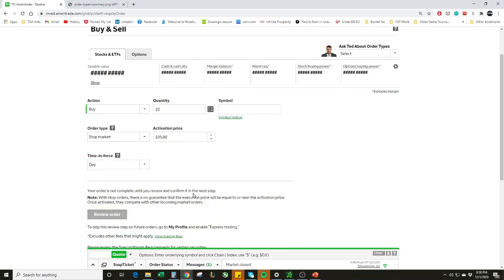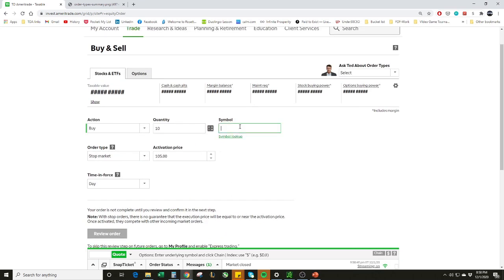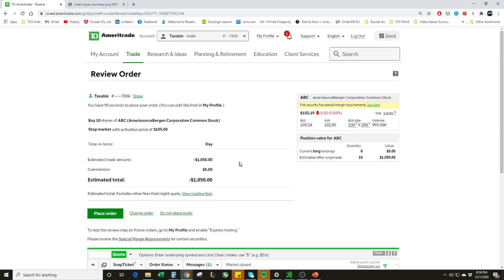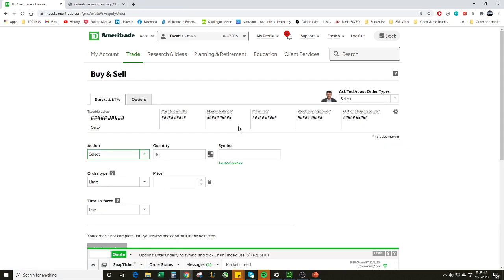And now what happens is this will, let's see if it'll actually explain it to us. Review order. So buy 10 shares when the activation price is 105. Right? So I could submit this. It'd be good for the rest of the day, waiting for 105 to happen. Great. I can walk away. I can go do the dishes or laundry or play with the kids, what have you, and come back later. It fills or doesn't. No big deal.